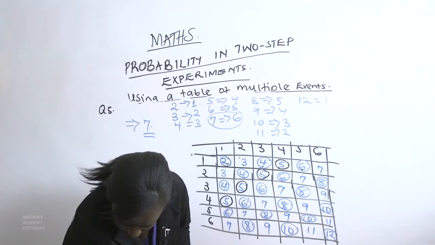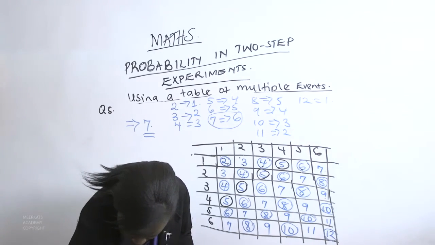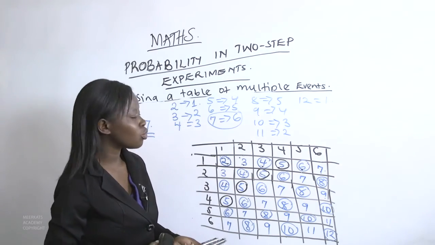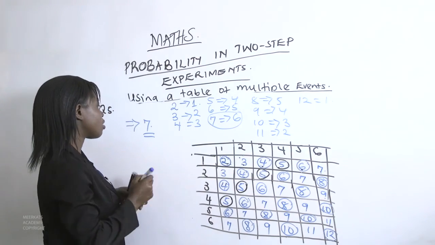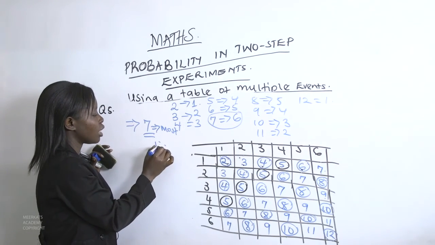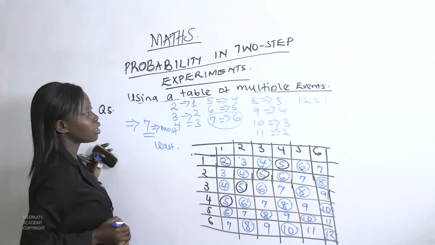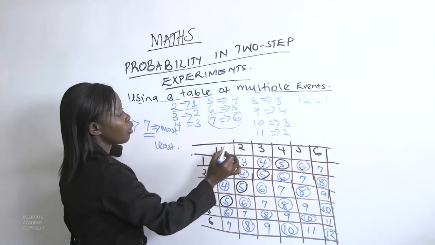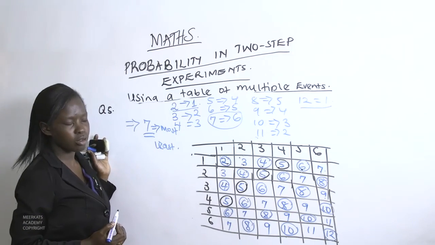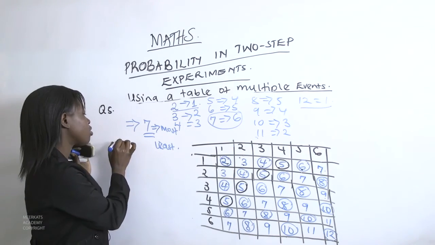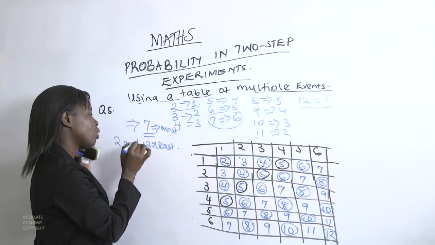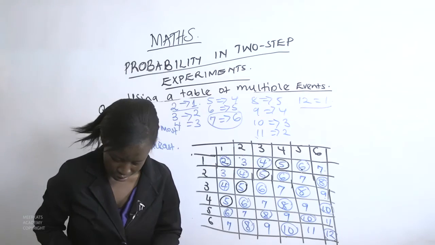Lastly, what are the 2 least likely sums to occur between 2 and 12? So this 7 is most. The least is the one that has occurred the least number of times. So we find that 2 has occurred once and 12 has also occurred once. So the 2 least occurring sums are 2 and 12.